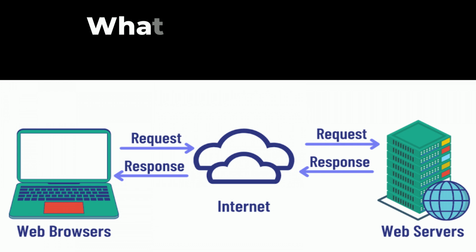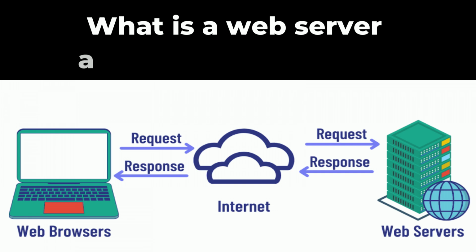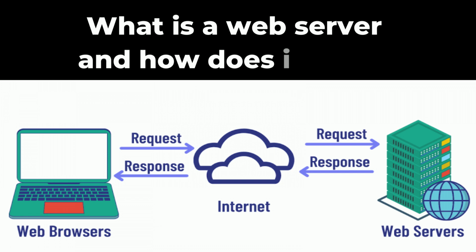Now let's discuss, what is a web server and how does it work? A web server is a piece of software that runs on a computer and is responsible for delivering web content to users through their web browser. It works by following a client-server model, where the client, typically a web browser, sends a request for a specific resource, such as an HTML page, image, or video, to the web server. The server then processes the request and responds with the requested resource.